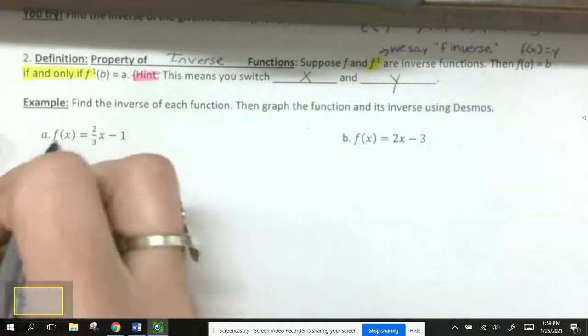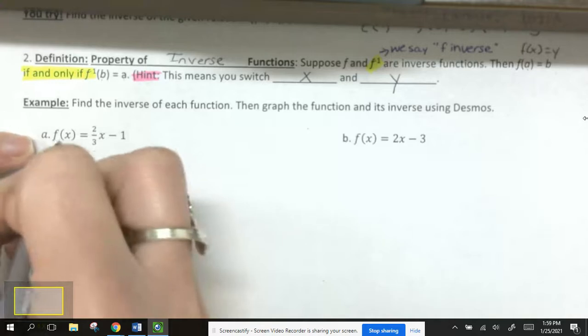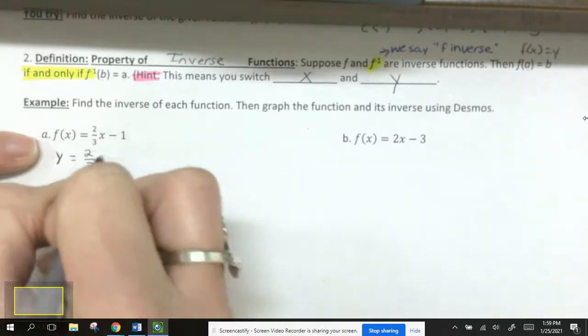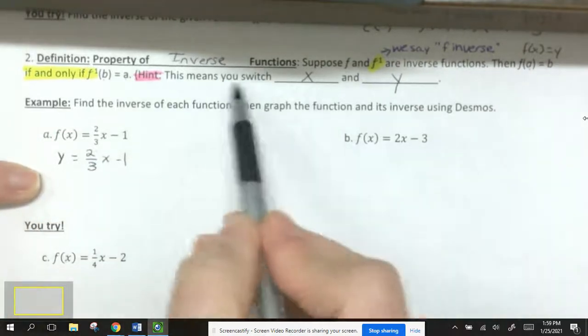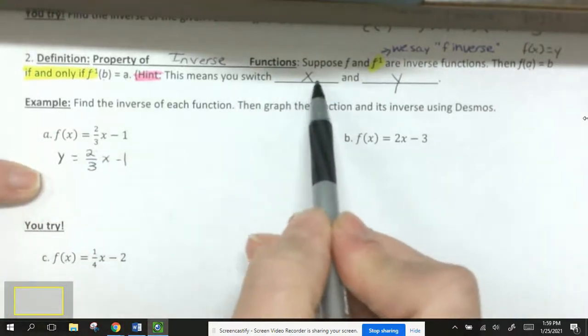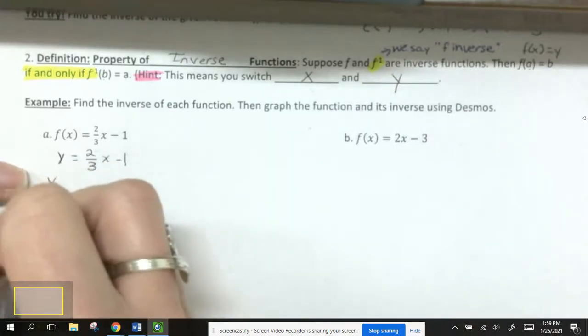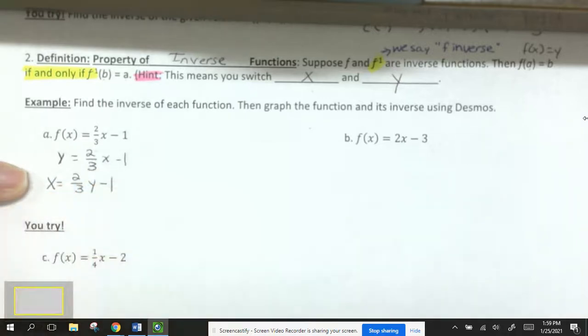So the first thing we're going to do is find the inverse of this function a here, okay? So we've got f of x equals 2/3 x minus 1. Now remember, f of x, that's the same thing as y. So we could replace that with a y. So y equals 2/3 x minus 1. Now remember up here in your hint, I said you're going to switch x and y. So this y is now going to be an x, and this x is now going to be a y. We're going to switch their places.